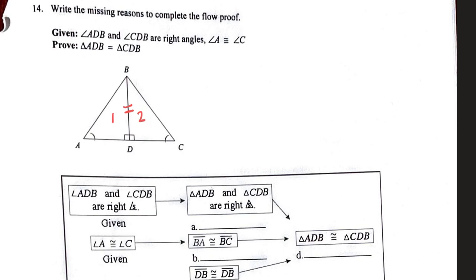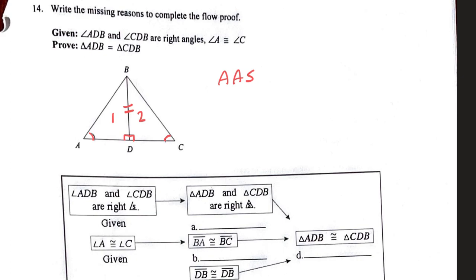Well, you can see this angle corresponds with this angle. The right angles correspond with each other, and then the sides are congruent. So this should have been angle, angle, side. So let's go ahead and follow the proof. Angle ADB and angle CDB are right angles, that's given. Angle A is congruent to angle C, that's given.